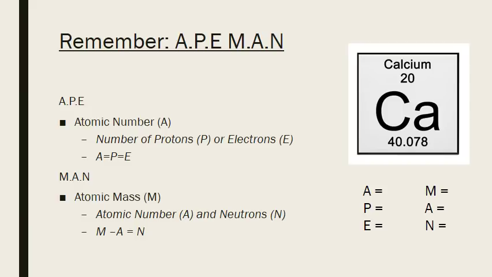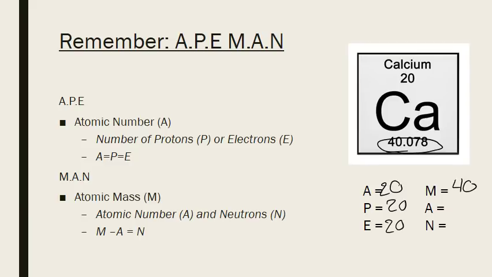So let's take a look at calcium. Pause it if you'd like, but we're going to go through this. The atomic number for calcium is 20. So our number of protons is going to be 20, and number of electrons is also going to be 20 because APE. Atomic number is protons or electrons. Now as far as our atomic mass goes, it can be found at the bottom. So our atomic mass is going to be 40.